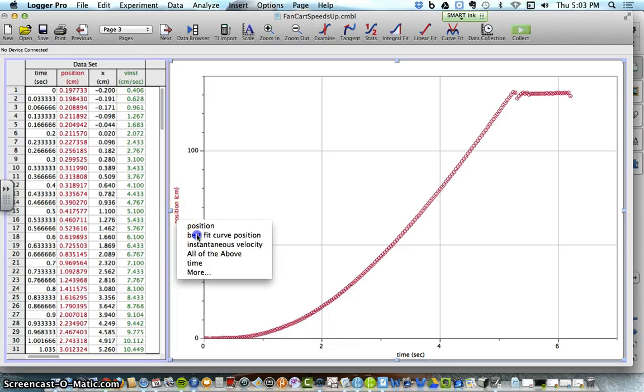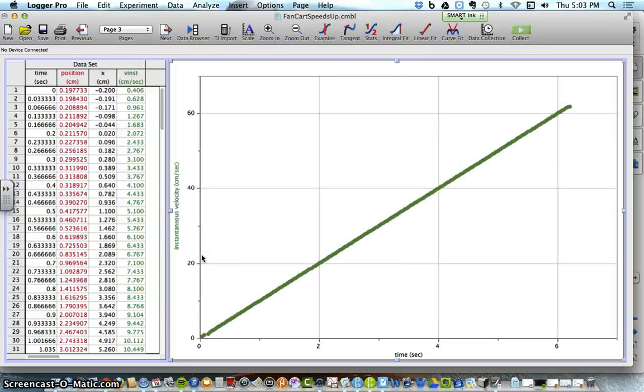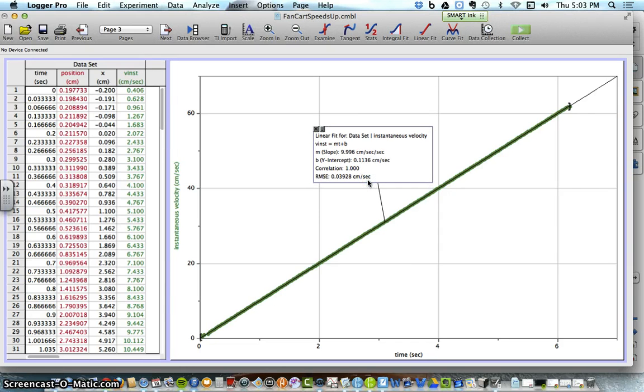And again, if I go to best fit curve position, this is my beautiful best fit curve. And Logger Pro has taken the slope of this best fit curve at all the points using the tangent line technique. So it's drawn all these tangent lines and found the slope of those tangent lines. And that's how we got a column called instantaneous velocity. And you can see how beautiful it is. It just comes out perfect. And this is just asking for a best fit line. And we're going to want to make an equation for this best fit line.